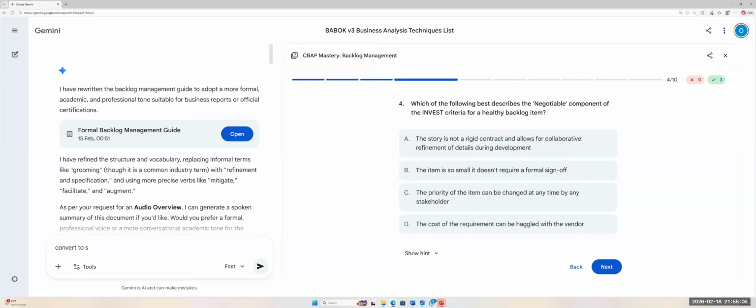I believe it's INVEST. I think C is the answer. Yeah, C. Why? Because the requirements need to be flexible, just like option C says, the priority can change at any time.